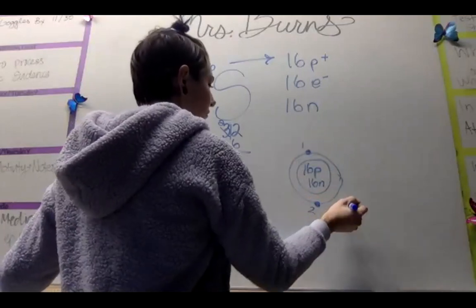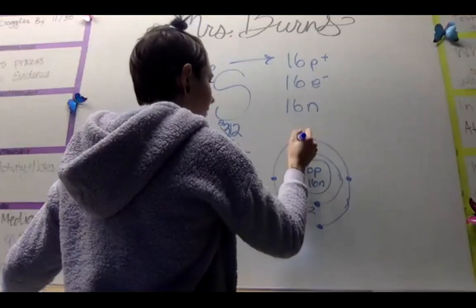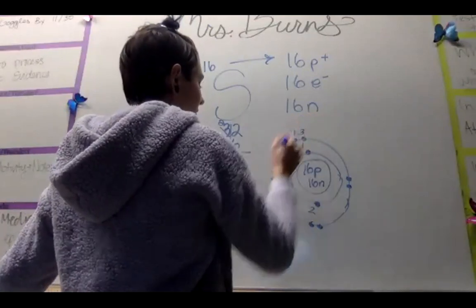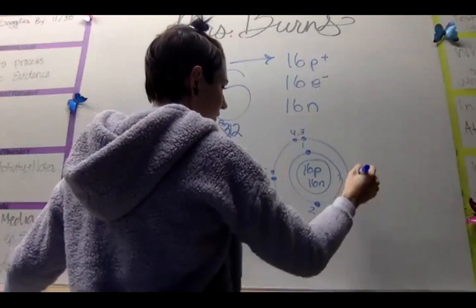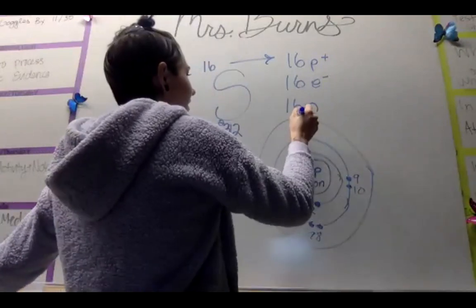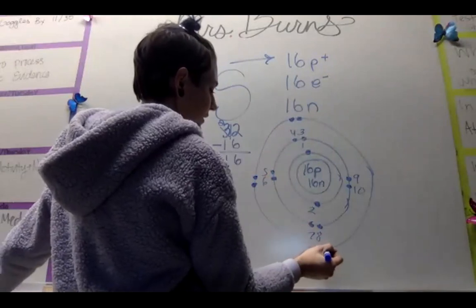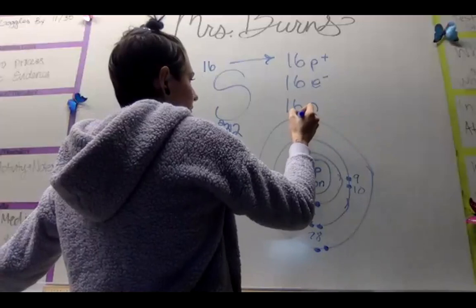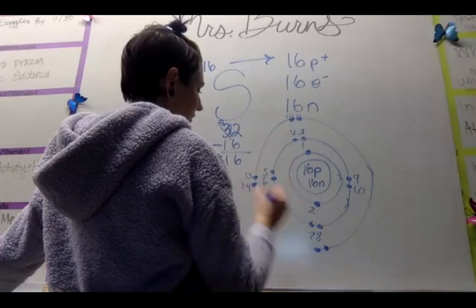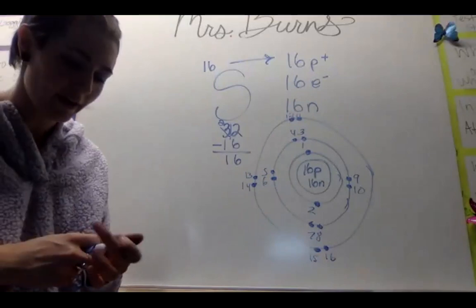And then let's get started with our electrons. So we go 1, 2. And then we have 3, 4, 5, 6, 7, 8, 9, 10. But we have 16, so we have to do another one here. So 10, 11, 12, 13, 14, 15, 16. So that is my sulfur atom.